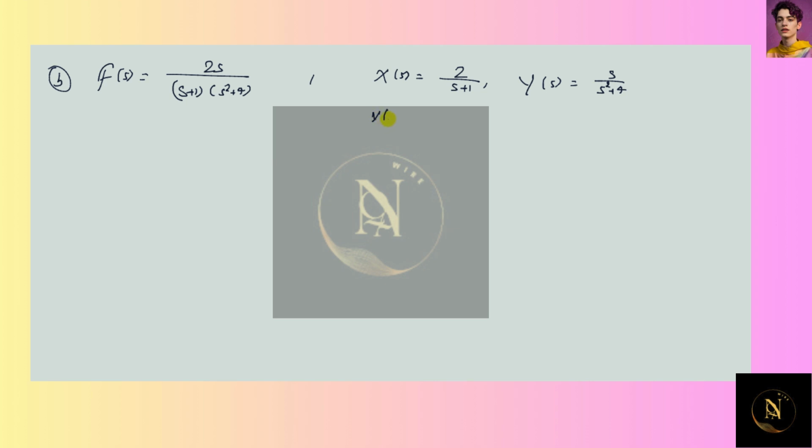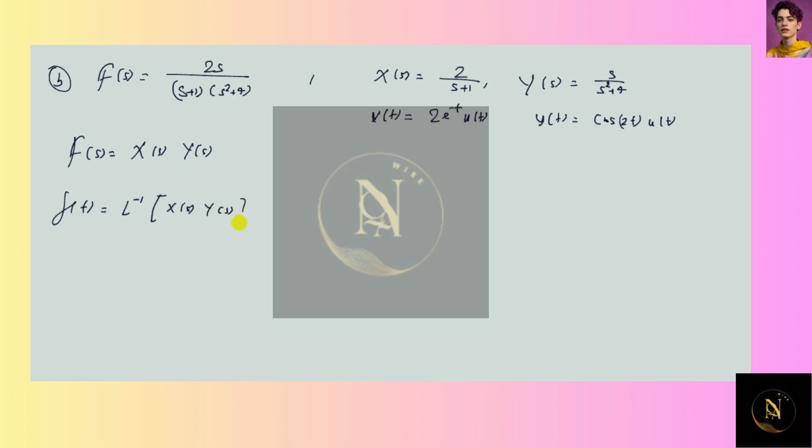So we can write x(t) is equal to 2 e to the power minus t u(t), and y(t) can be written as cos of 2t multiplied with u(t). Now we know that F(s) is equal to X(s) multiplied with Y(s). So f(t) is given by the Laplace inverse of X(s) multiplied with Y(s).